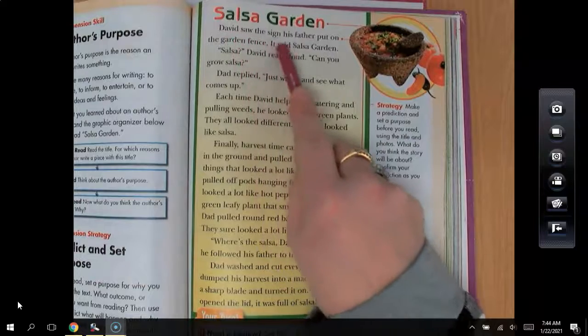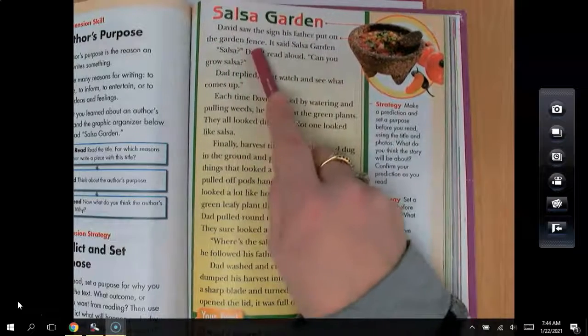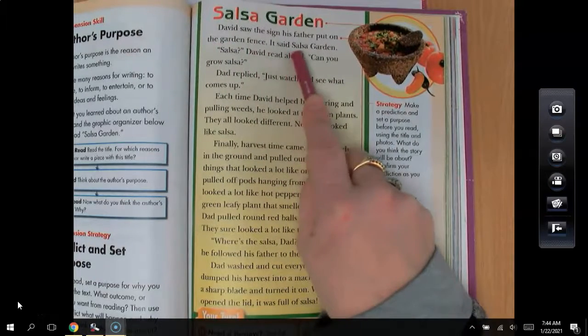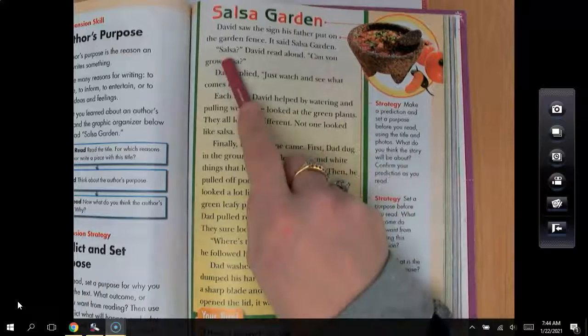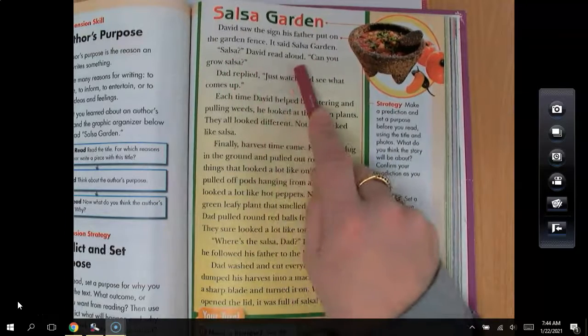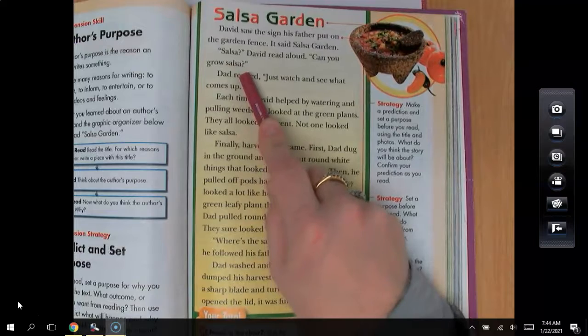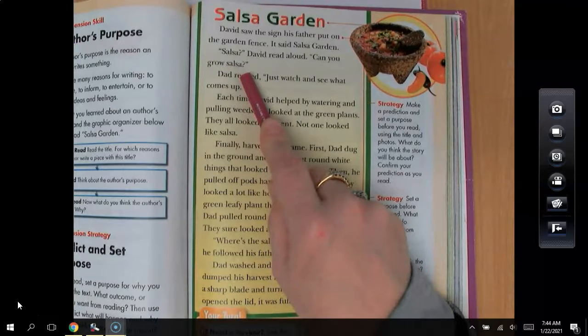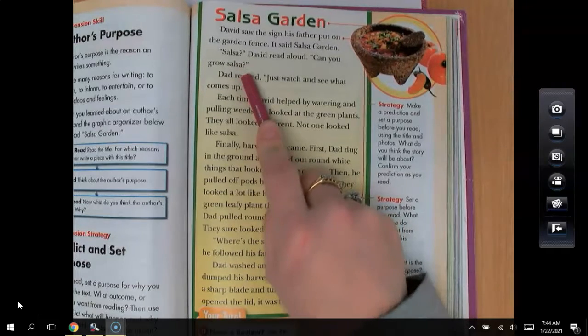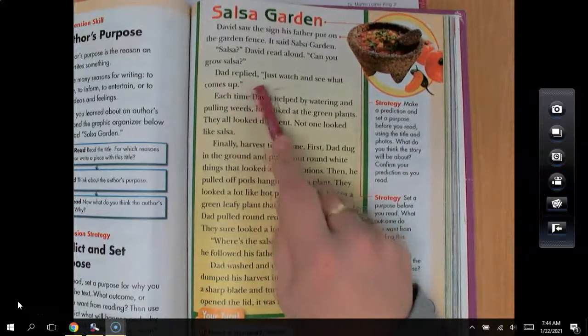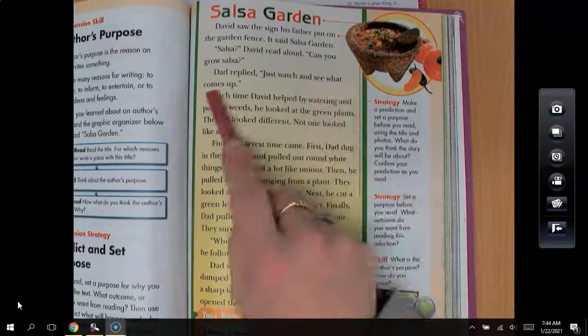David saw the sign his father put on the garden fence. It said, Salsa Garden. Salsa? David read aloud. Can you grow salsa? What do you think about that, boys and girls? Are you thinking, can you grow salsa? Dad replied, just watch and see what comes up.